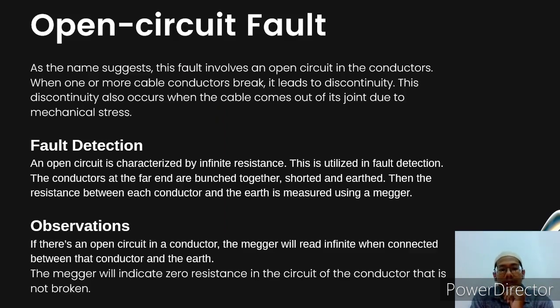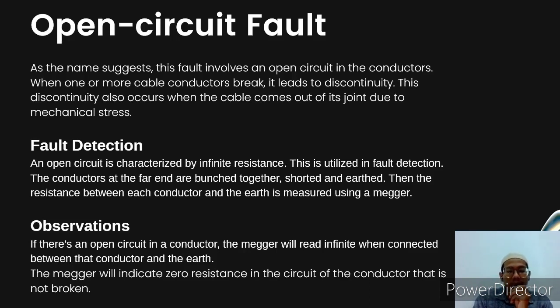The open circuit fault is when one or more cable conductors break. It leads to discontinuity. This also occurs when the cable comes out of the joint due to mechanical stress. And how we are going to detect the fault is when each conductor and the earth are measured using a megger, and it is characterized by infinite resistance.